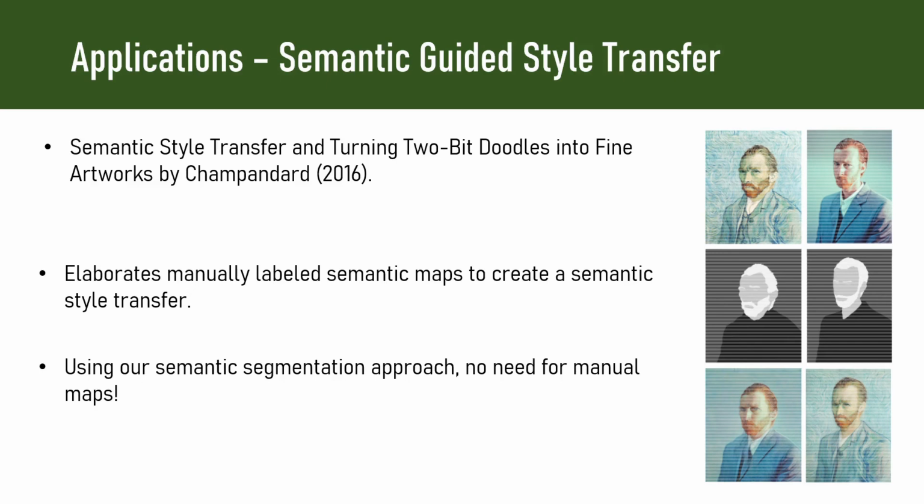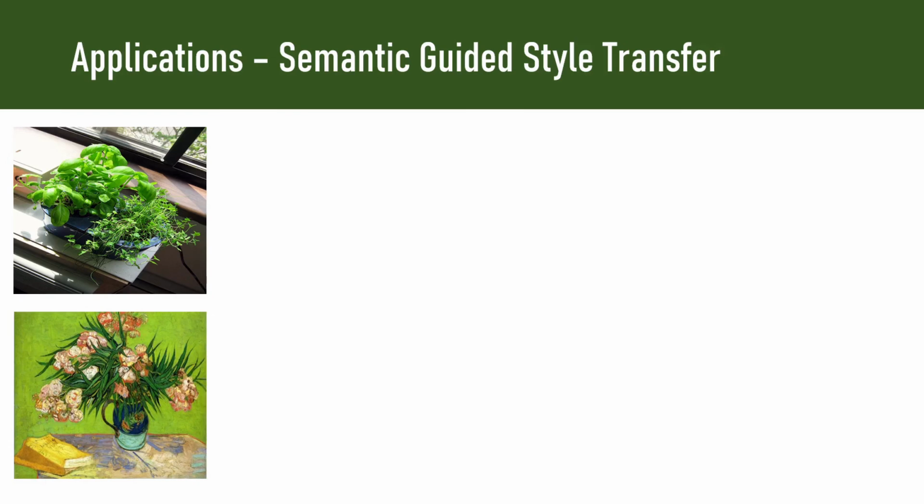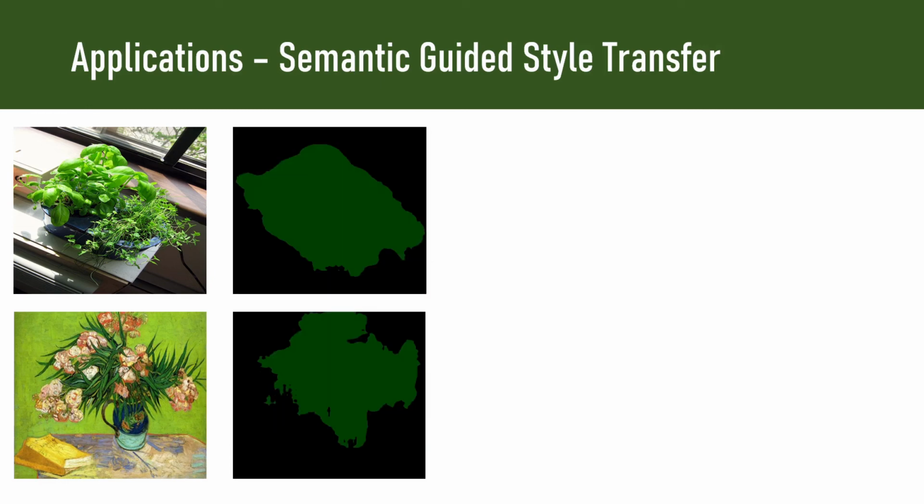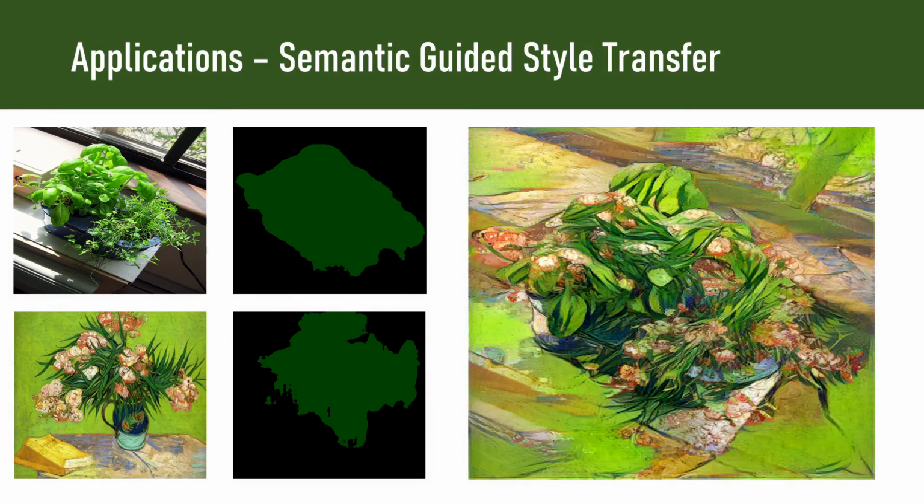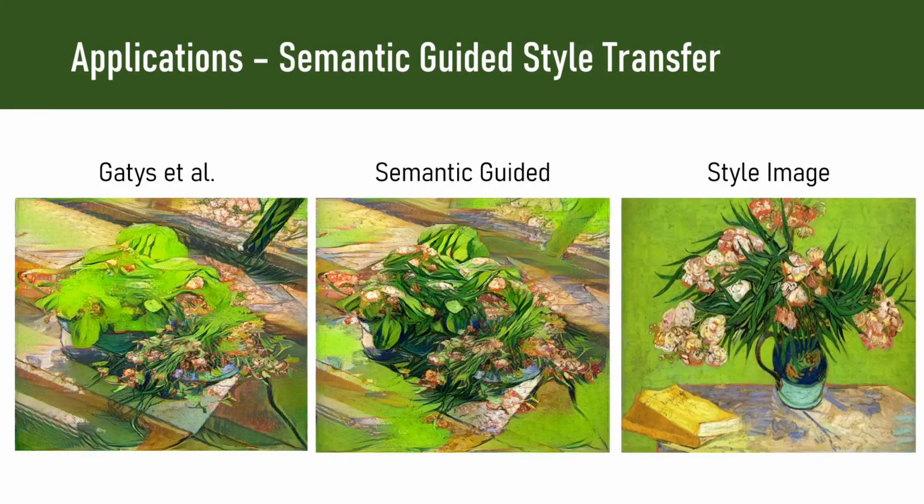Let's see some results and some comparisons to the classic style transfer method by Gatys, which is the base for Champandard's method. As you can probably see, for our first example, we chose a painting and a photograph of a plant. We can see here the results of our semantic segmentation method, and using these results, we got this prediction. When put next to the prediction of Gatys' classic method, we can see that our method has a much better understanding of the leaf's style.